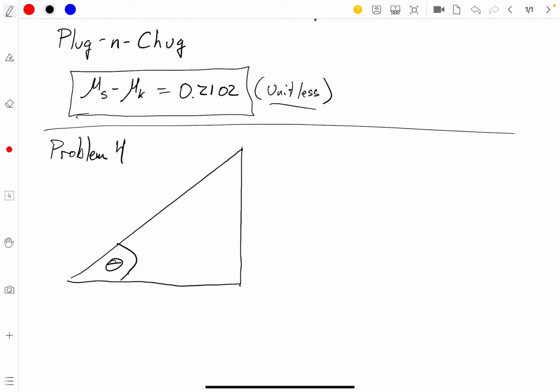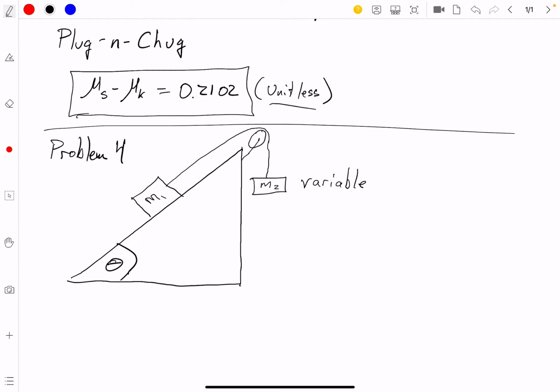Okay, so there's theta. We'll call this one M1. It's connected. There's a pulley. And we've got a mass 2 here, and it can also be variable. All right, so this is variable. And we're going to actually do a few things with this one.